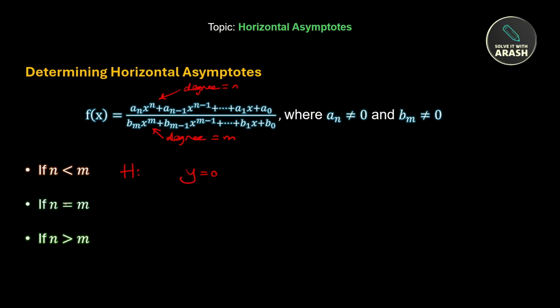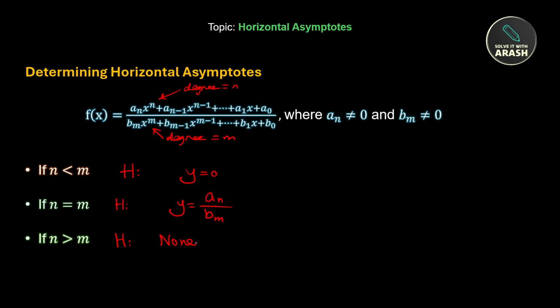But what if their degrees are equal, like n equals m? In that case, the horizontal asymptote is going to be the ratio of leading coefficients, meaning a_n divided by b_m. The third case is when the numerator has a higher degree. In that case, the horizontal asymptote doesn't exist, and we say the horizontal asymptote is none.